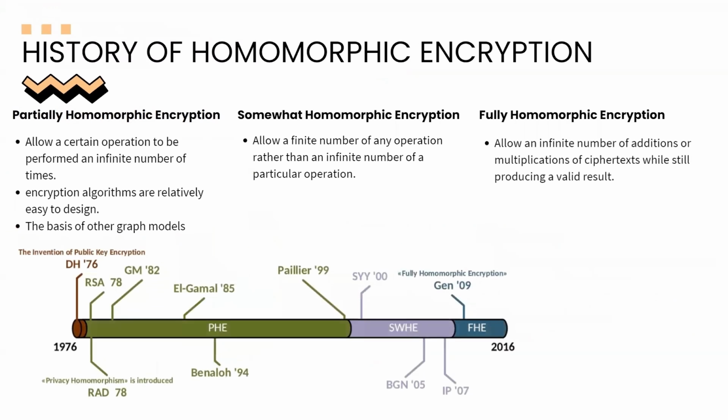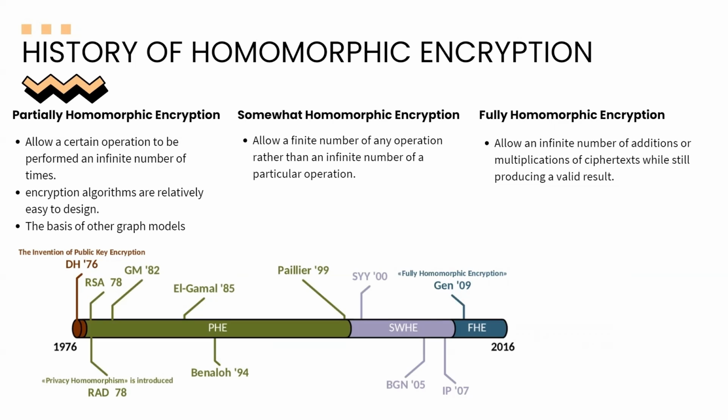Since homomorphic encryption was defined in 1978 until now, it has been divided into three types: partially, somewhat, and fully. Partially homomorphic encryption algorithms allow a certain operation to be performed an infinite number of times. For example, a particular algorithm may be additively homomorphic, meaning that adding two ciphertexts together produces the same result as encrypting the sum of the two plaintexts.